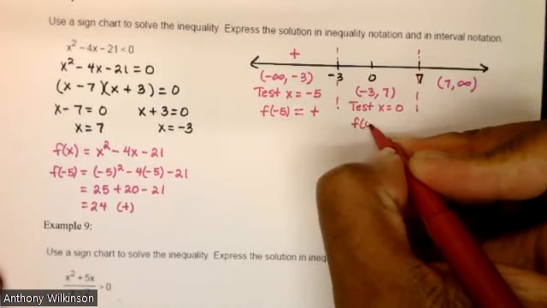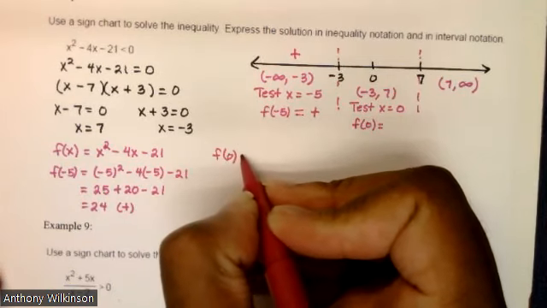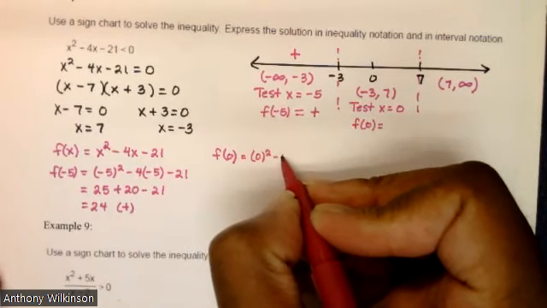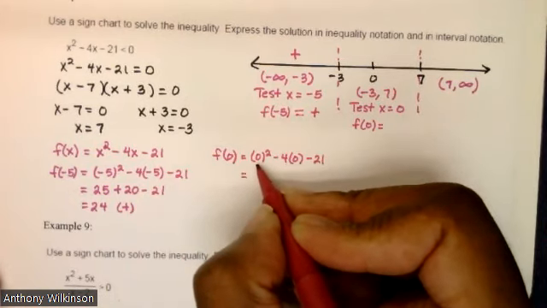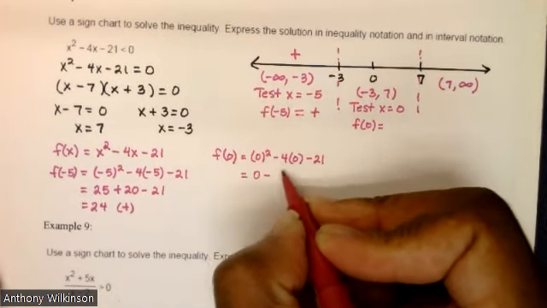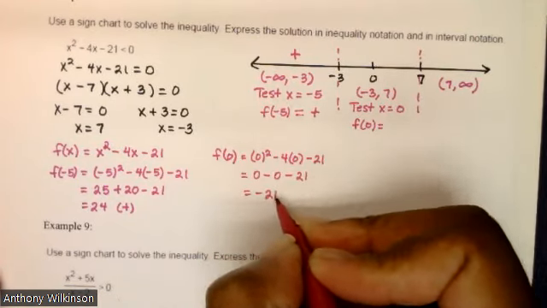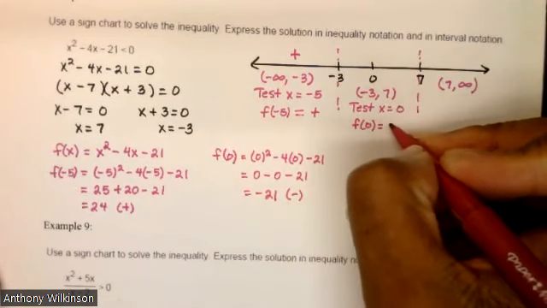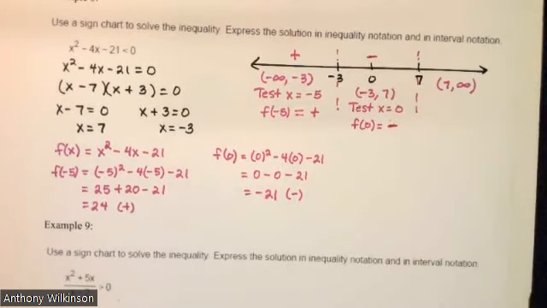So now I'm going to find out what f of 0 is going to be. I want to determine if that's positive or negative. Well, f of 0 is just simply replacing each x with 0. So that's why it is a good test point to use, if at all possible. Because 0 squared is 0, minus 4 times 0 is 0, minus 21. This ends up being -21, which is, of course, negative. So f of 0 is negative. That means between -3 and 7, I will get negative f of x values.